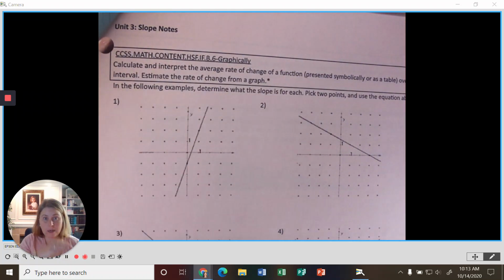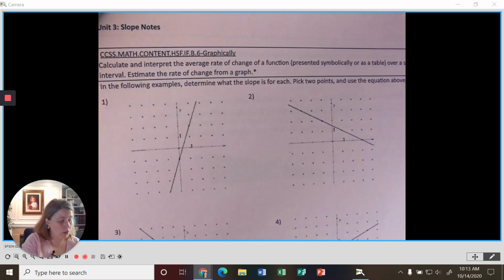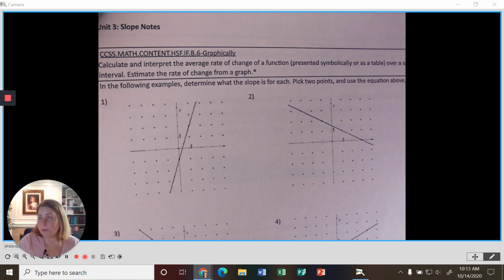Calculate and interpret the average rate of change of a function presented symbolically or as a table over a specified interval. Estimate the rate of change from a graph. So in these examples, determine what the slope is for each graph. Pick 2 points and use the slope formula. So let's go ahead and do that. We'll make a reference triangle for these because we have the graph and it's so easy to use that visual. So I want to make that connection between the graph and the formula.